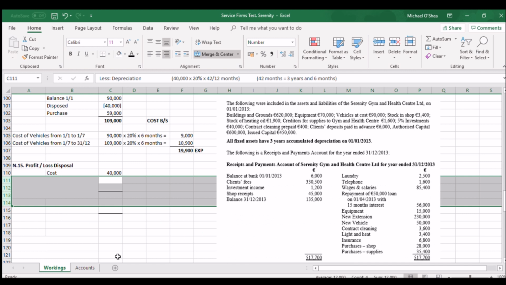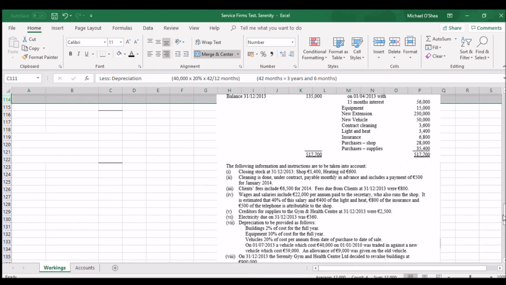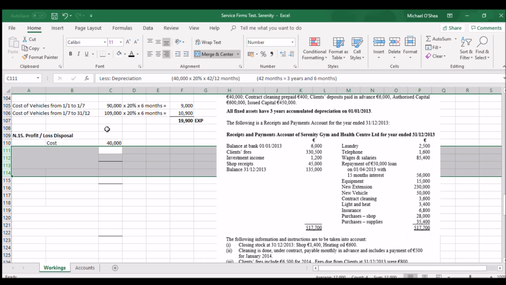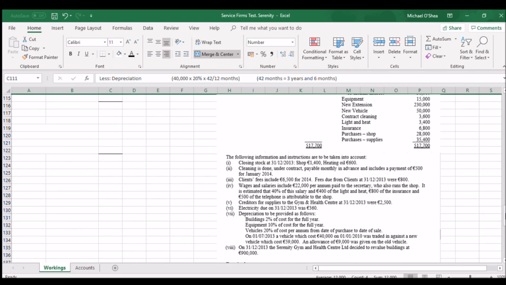Now the next note we're going to look at, because we had a disposal in our vehicles, we have to find out whether we made a profit or loss on that disposal. The first thing you always start with is the cost, and as I pointed to the last time, we had 40,000. That was the cost of the vehicle that we disposed of. That wasn't the net book value, because obviously that vehicle would have had depreciation.